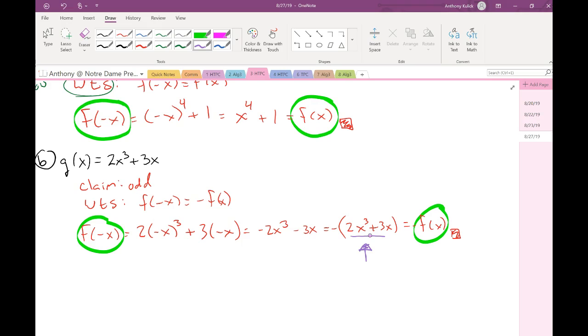What am I trying to get to at the end? Negative f of x, right? So all I would ever want to factor out would be the negative part, because we want the f of x left alone at the end. Everybody happy with that? Let's do one more.